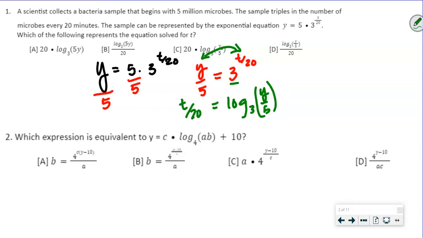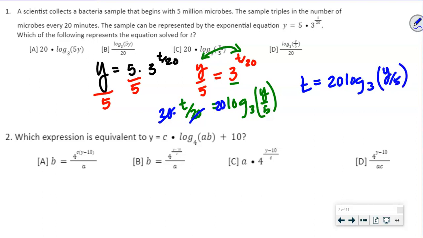Now, how do we get rid of something that's in the denominator? We multiply by it, right? So this is going to be 20 times t. So this will be 20 times log base 3, because now that's gone. So our answer would be t is equal to 20 log base 3 of y divided by 5.